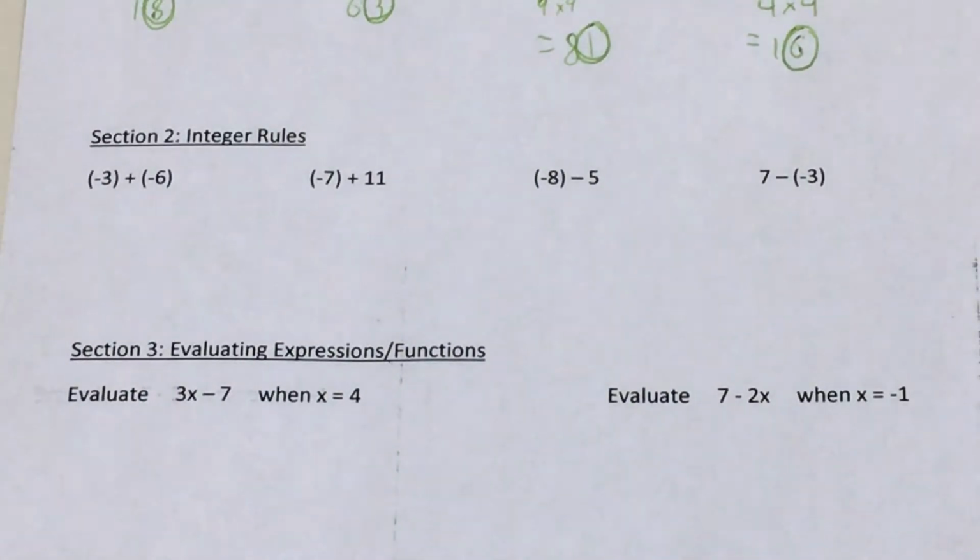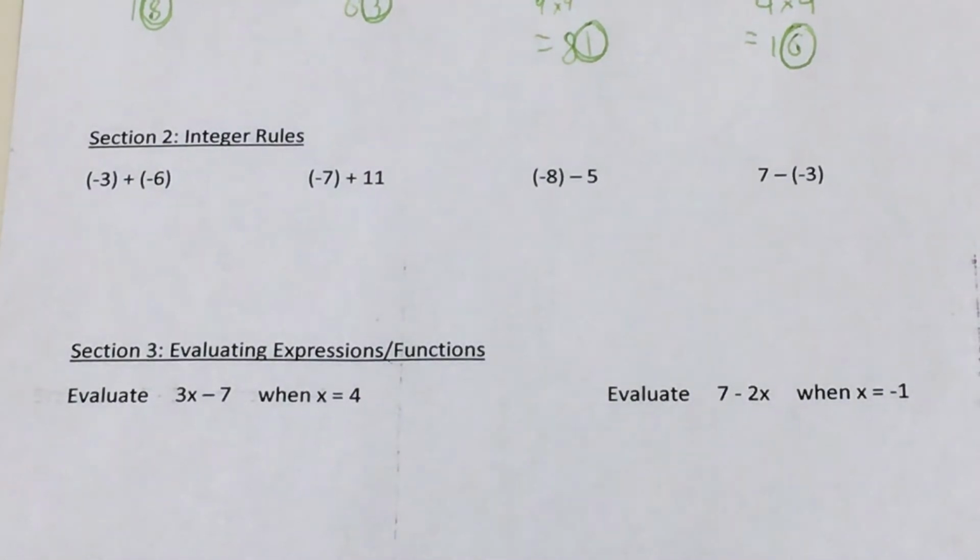All right, so let's move on to section 2, dealing with integer rules. Now for this section, I'm going to be using a lot of metaphors of money, like borrowing money and paying back money and that kind of thing. But for now, let's start with -3 plus -6.